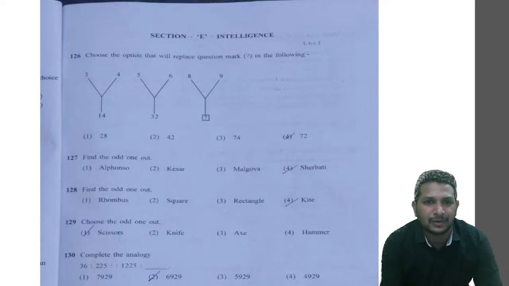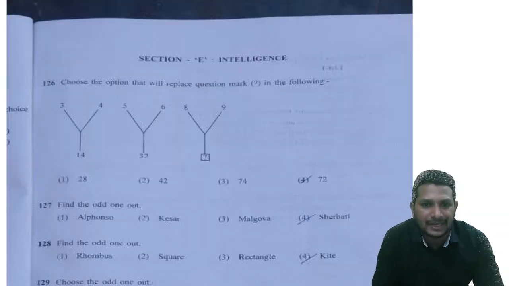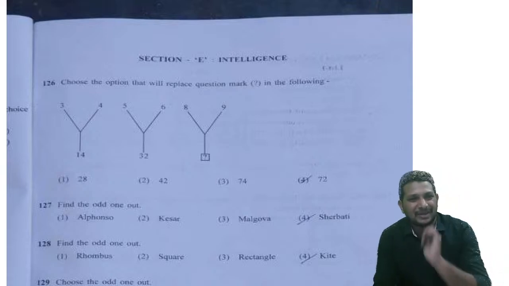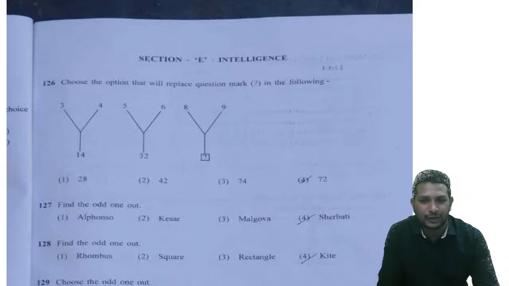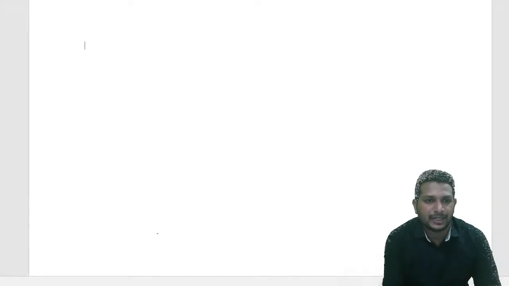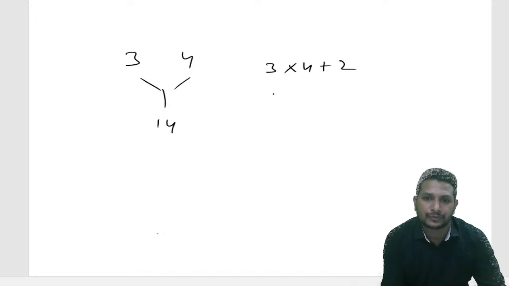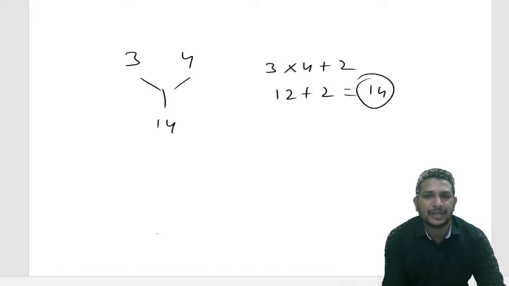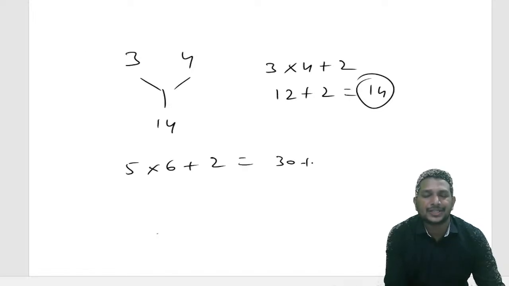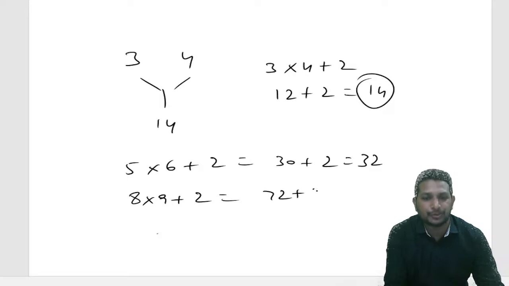The only thing you need to be careful about is the numbers they gave. There is a logic behind that. So 3, 4, 14. Let's see that on the board. 3 into 4 plus 2: 12 plus 2 becomes 14. Apply the same logic. 5 into 6 plus 2: 30 plus 2 becomes 32. So 8 into 9 plus 2: 72 plus 2 becomes 74.